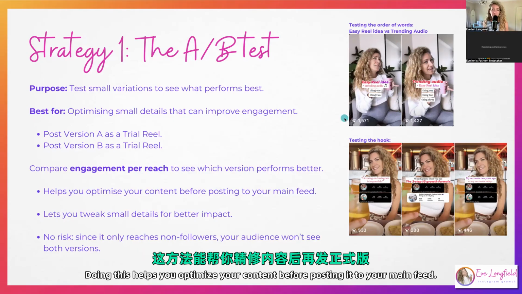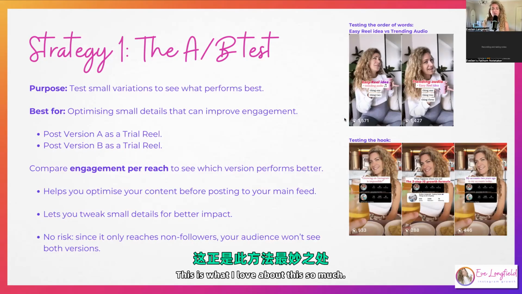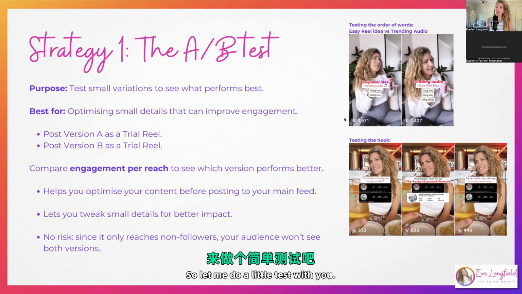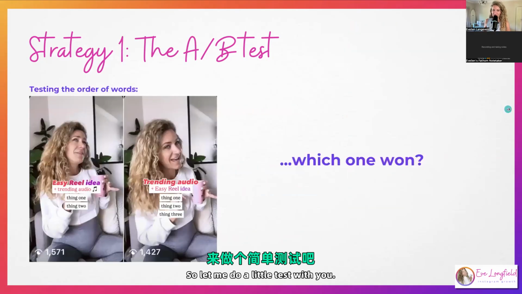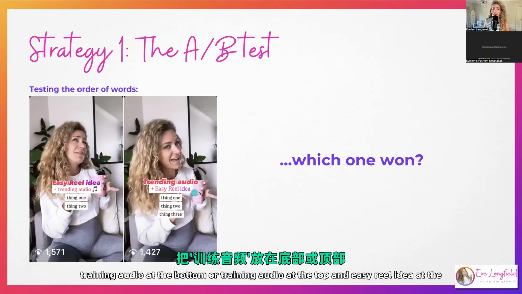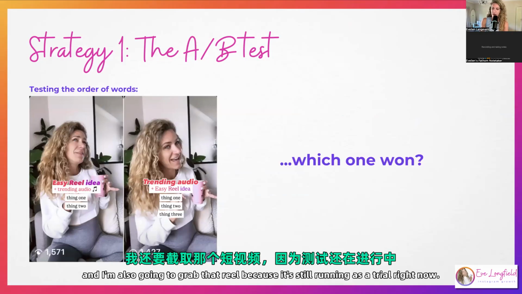Doing this helps you optimize your content before posting it to your main feed. It lets you tweak small details for more impact, and there's no risk. This is what I love about this so much: it only reaches non-followers, so your audience won't see both versions. So let me do a little test with you. Right here, I tested this. As you can see, it's the exact same reel, exact same audio, exact same video, but I just swapped the words: easy reel idea at the top and trending audio at the bottom, or trending audio at the top and easy reel idea at the bottom. If you look at these results here, I'm also going to grab that reel because it's still running as a trial right now.